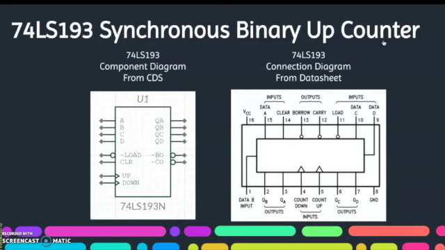Now on the left, that's the component diagram. You'll see that we have 4 inputs, A, B, C, and D, and we have 4 primary outputs, QA, QB, QC, and QD. Here we have the load and the clear. This is our borrow out and our carry out, and we'll talk more about those in a moment. Our up and down clocks are over here.